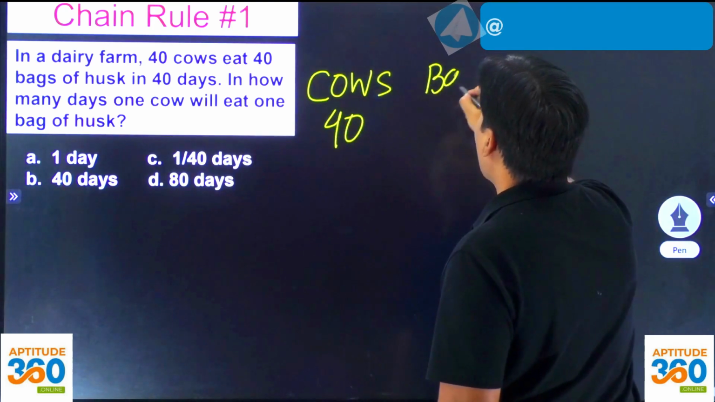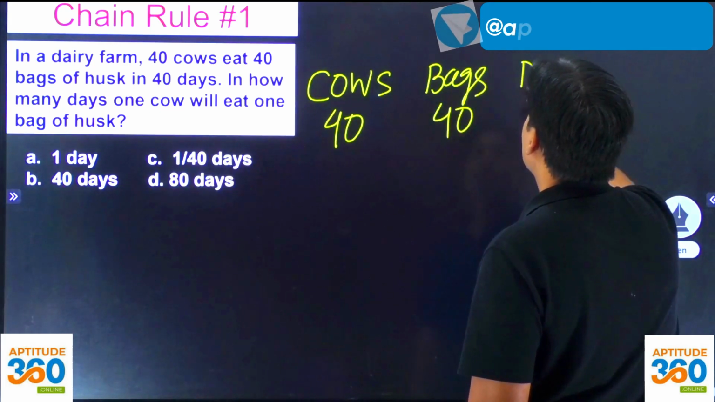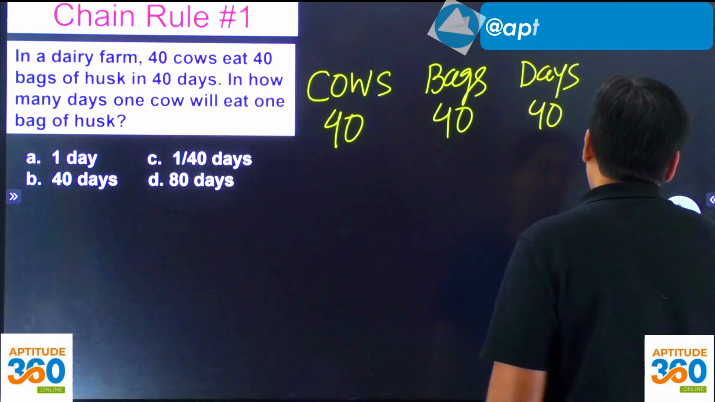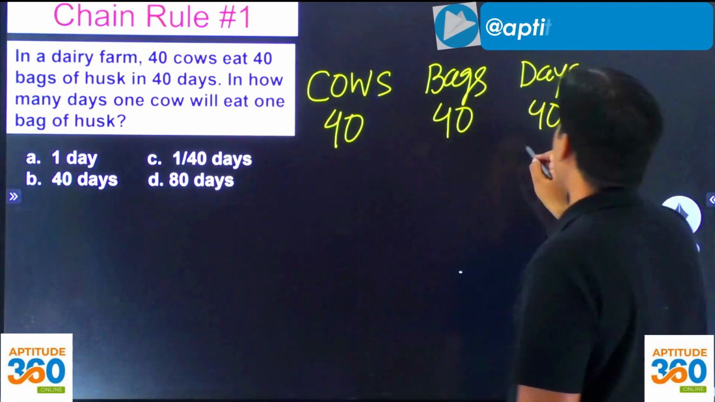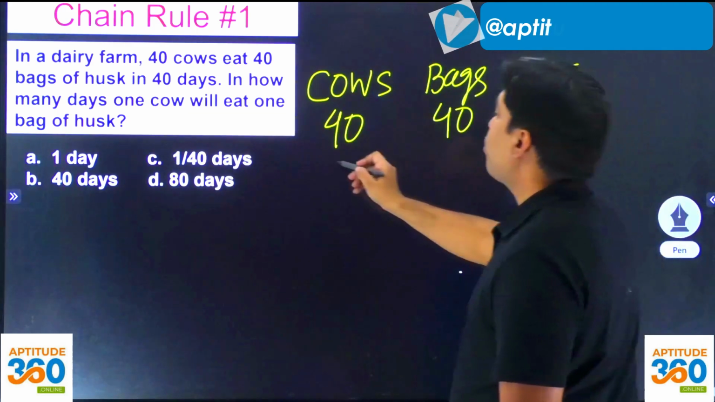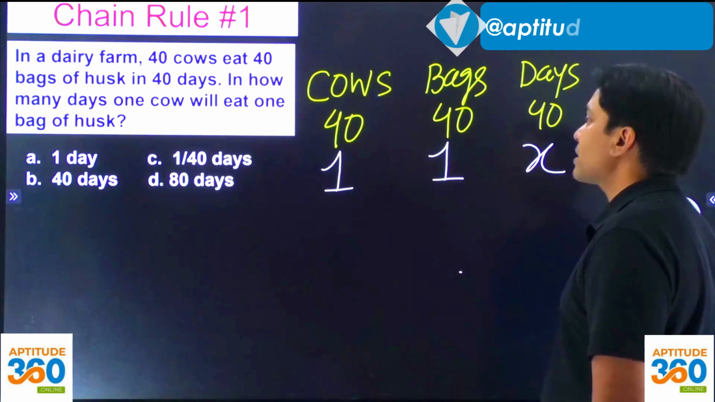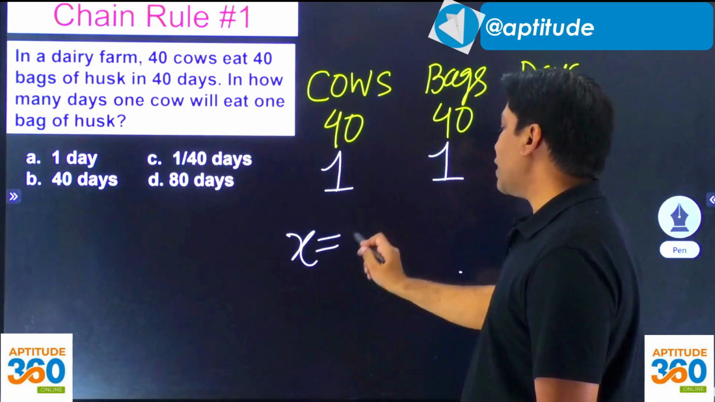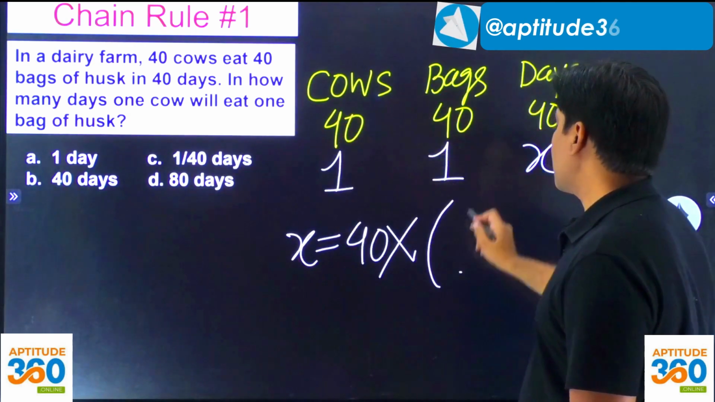Eat 40 bags of husk in how many days? In how many days? 40 days. और प्रॉब्लम कहता है कि you have got in how many days? In how many days one cow will eat one bag of husk? And if that is the case, then the value of x will have to be 40 into 2 ratios.